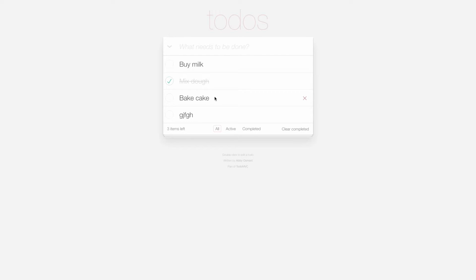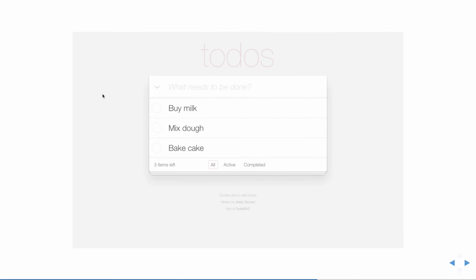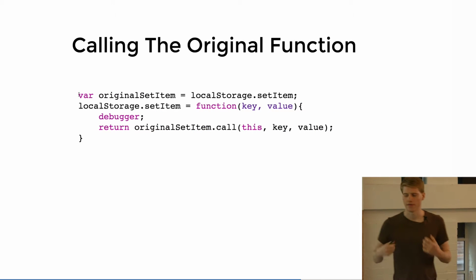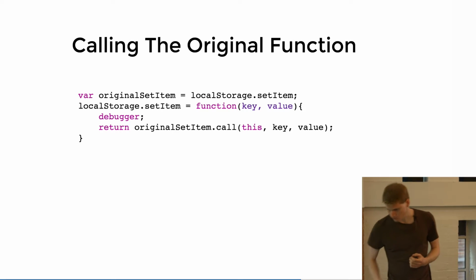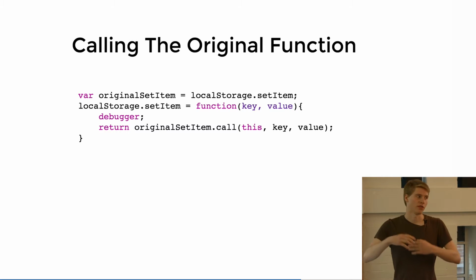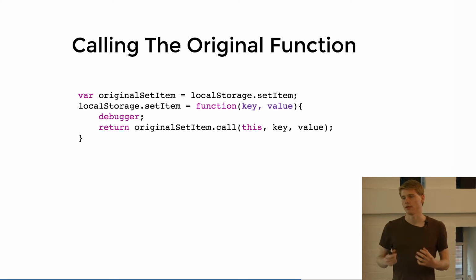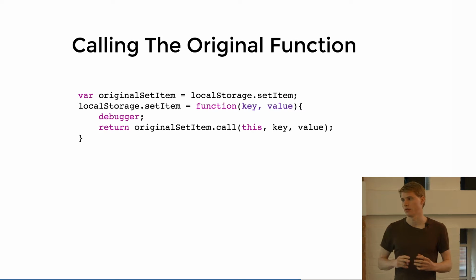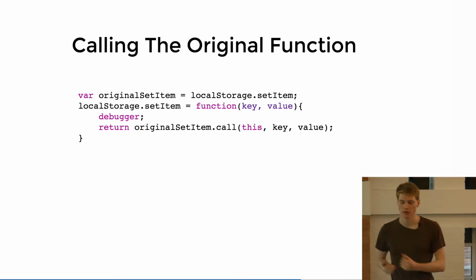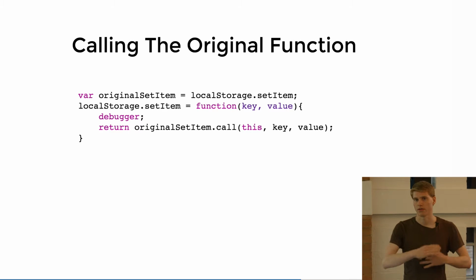There is one problem with this, because if I now try to interact with my app, it no longer works, because I overrode the setItem function that my application was relying on. So in practice, in a lot of cases, you want to store a reference to the original function. So in my new function, I still have my debugger statement, but I'm also calling the original function with the key and the value that I want to store. And I'm returning the return value of that.